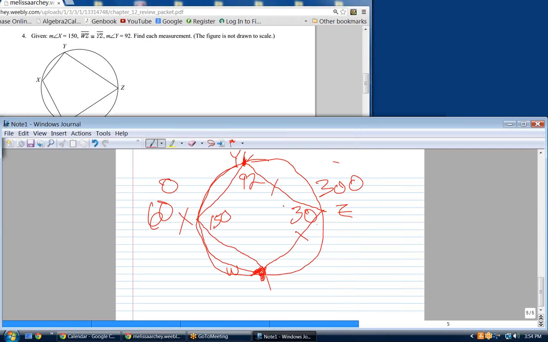Arc WZ is what? WZ. Is that half of... No. Couldn't be double. Notice that there is no angle that intercepts that specific arc. Right. So would it be... Well, let's try to find some of these other measurements. What is arc XWZ equal to? Double 92. So... 184.